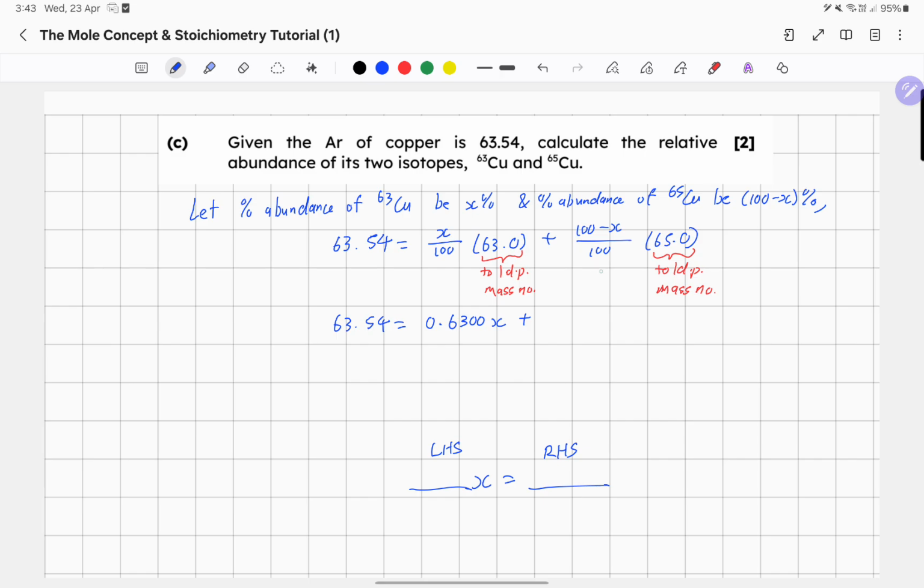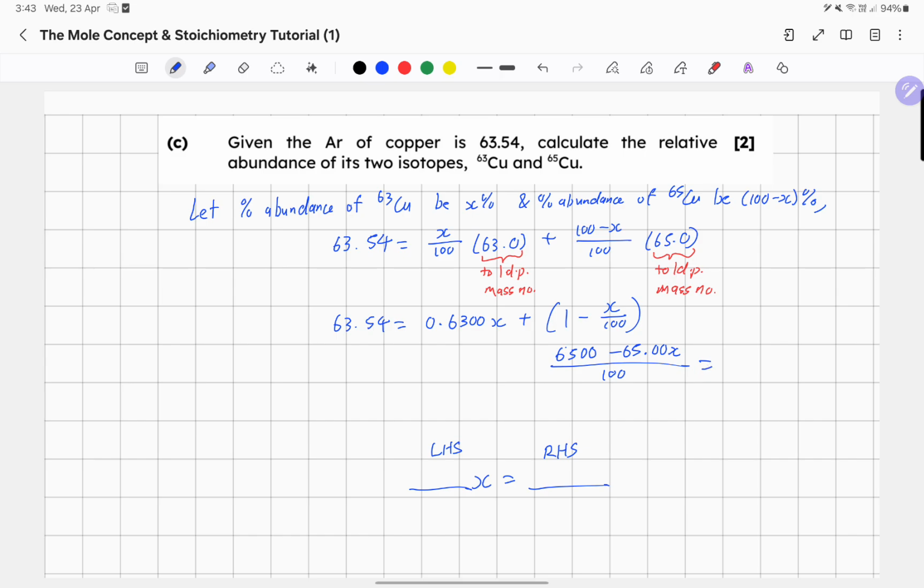Okay, for 1 minus x over 100, this one is a bit tricky. You can either go with 1 minus x over 100, because 100 over 100 is 1 and x over 100 is x over 100, or you can choose to multiply 65 times 100 and 65 times minus x. So this means you'll get this instead. Either way is correct.